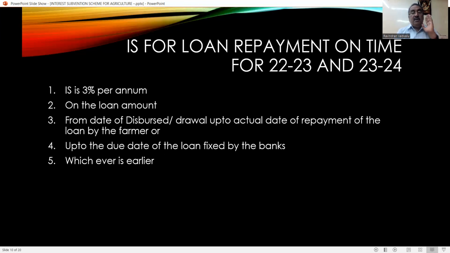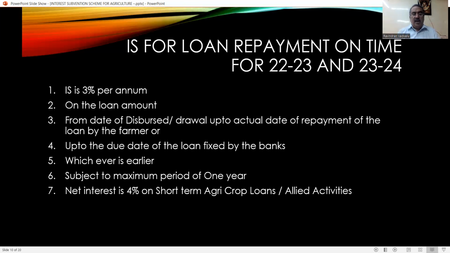This is a very, very important thing that you have to remember, because sometimes bankers, due to some mistake, can give 3% concession to the party, but you have to satisfy yourself that the loans are being paid as per the sanction letter. And this is subject to a maximum period of 1 year. So every year you have to do it. And net interest is 4%, because overall interest is 7% minus 3%. So net interest is 4% on the agricultural loans and allied activities. That means this interest subvention should be passed on to the customer.